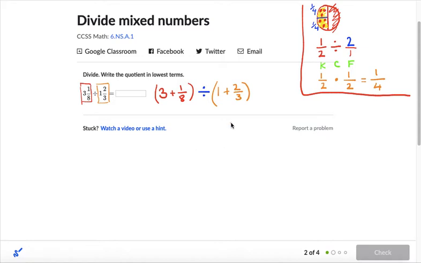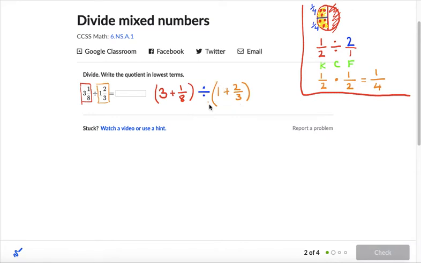Now with this one, it's probably easier to convert these into improper fractions. But I want to take a look at this way first, seeing as we are dealing with mixed numbers.